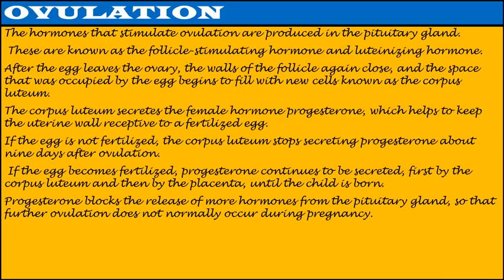If the egg is not fertilized, the corpus luteum stops secreting progesterone about 9 days after ovulation. If the egg becomes fertilized, progesterone continues to be secreted first by the corpus luteum and then by the placenta until the child is born. Progesterone blocks the release of more hormones from the pituitary gland so that further ovulation does not normally occur during pregnancy.